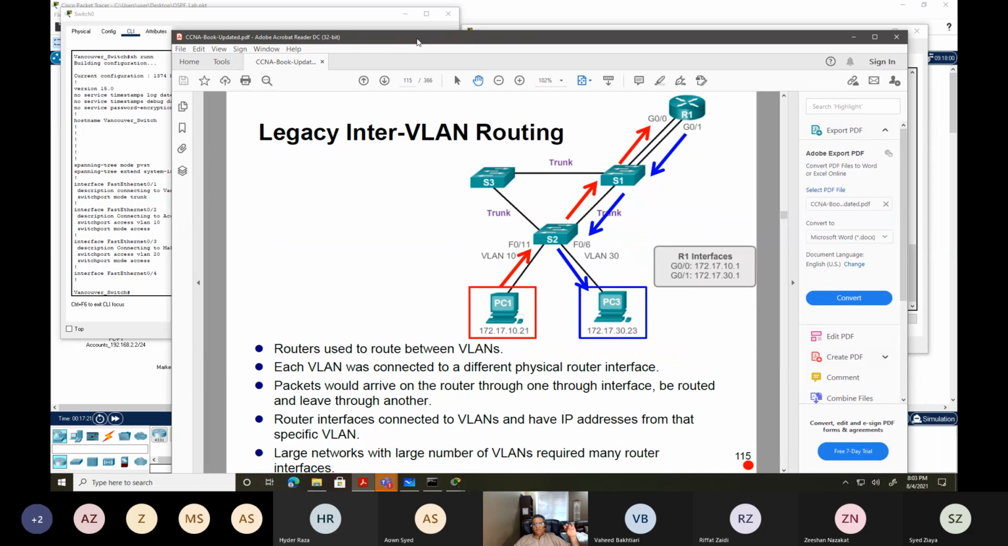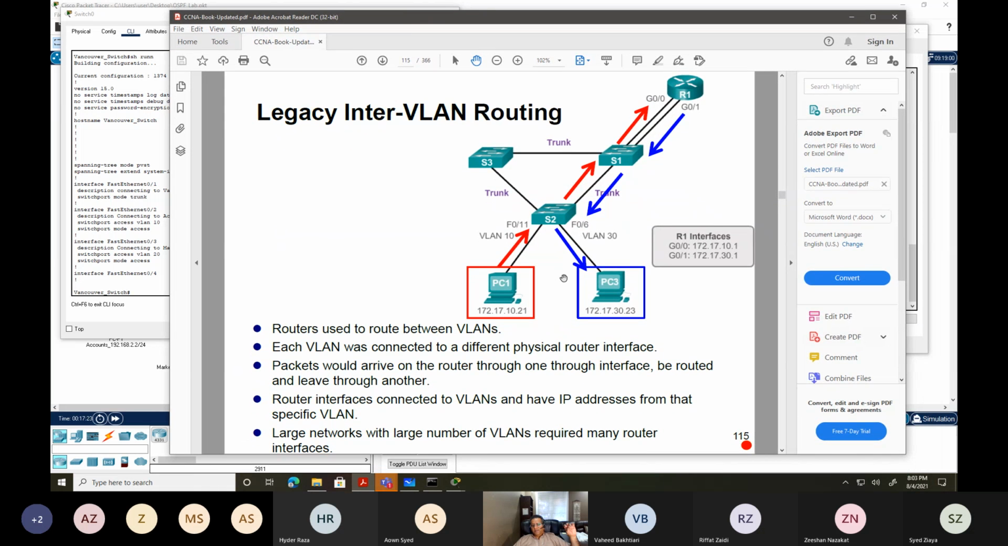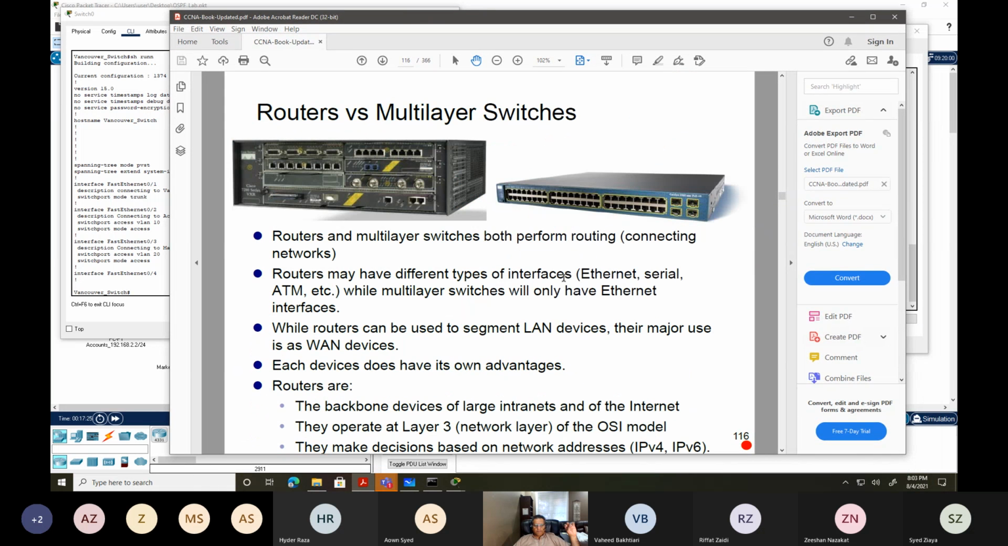So this is what inter-VLAN routing they're talking about. Routers versus multilayer switches.